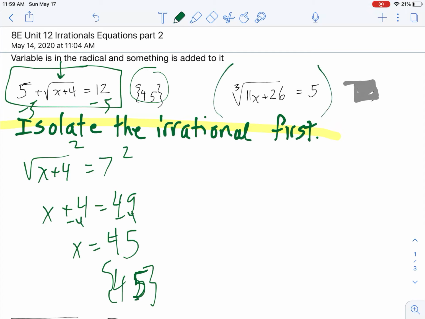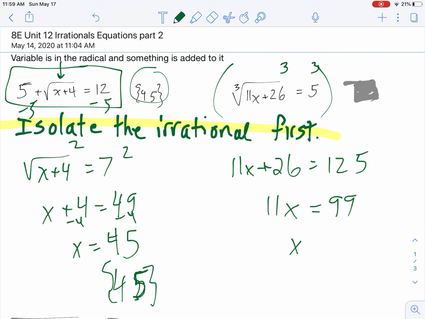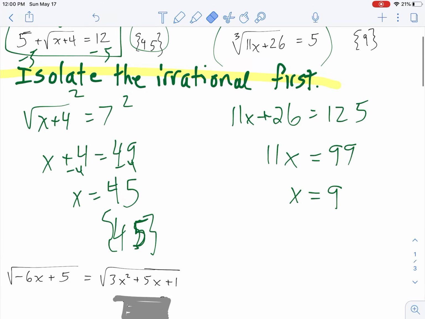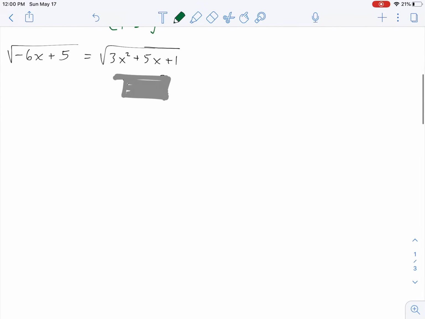How would I approach this cube root? Well, my irrational is already isolated, so that's great, but it's a cube root. Okay, so just cube it. Cube it. Sweet. 11x plus 26 equals 125. 11x equals 99, so x is 9, and awesome. I should check it, being careful of extraneous roots.